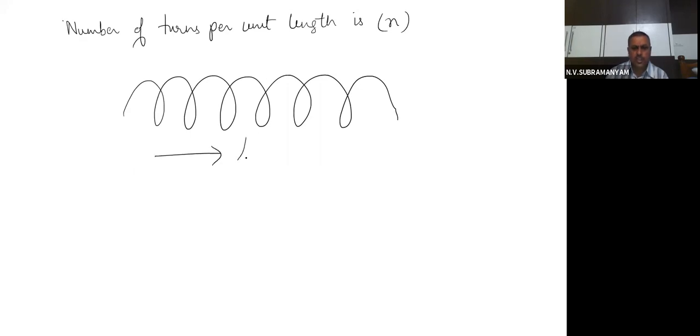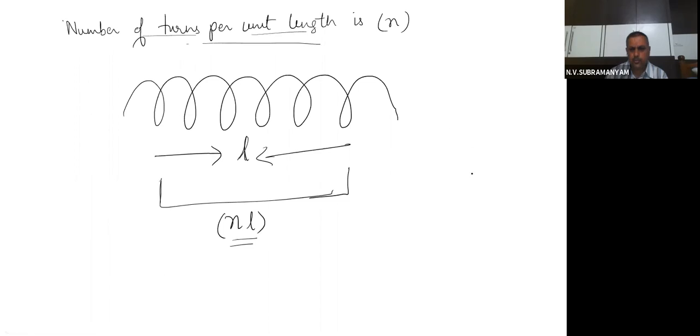And how much length is there here? You see, all of you? L. That means in this region, the number of turns will be how much? N L. If I take a length L region, then the number of turns will be n L. You know the meaning of number of turns per unit length? For 1 meter, there are n turns. Like that, for L meters, how many turns will be there? Simple calculation, n into L.